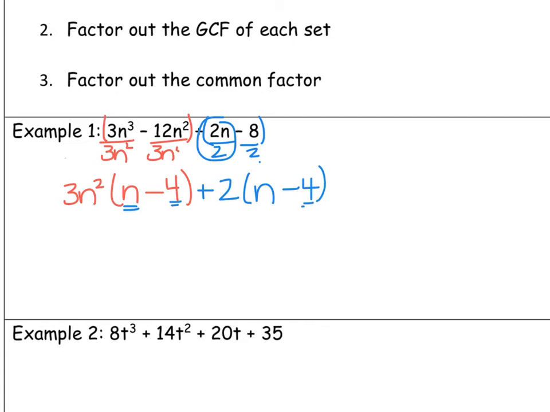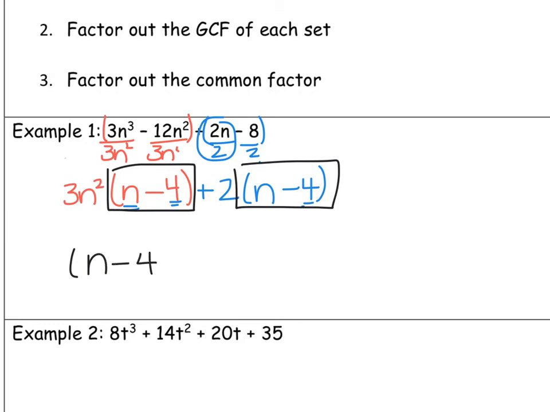So we're not quite finished. Now we need to factor this. Both of our terms, the red and the blue in this case, have an n minus 4. So the n minus 4 is going to be one of our factors. When we take that away, what we're left with is our other factor, which is 3n squared plus 2.